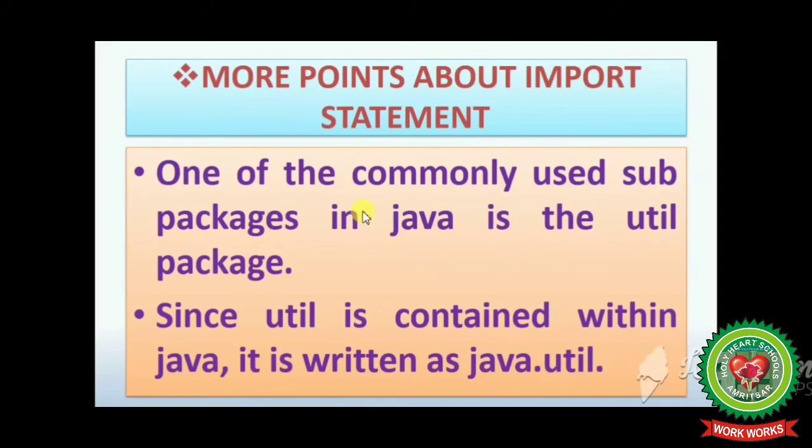One of the commonly used sub-packages in Java is the util package. Since util is contained within Java, it is written as java.util. It means Java is the main package and util is a sub-package. Now we will create a program in our BlueJ window that includes the Java package and util package and one inbuilt class, Date, from the util package. So let's move to the BlueJ window.